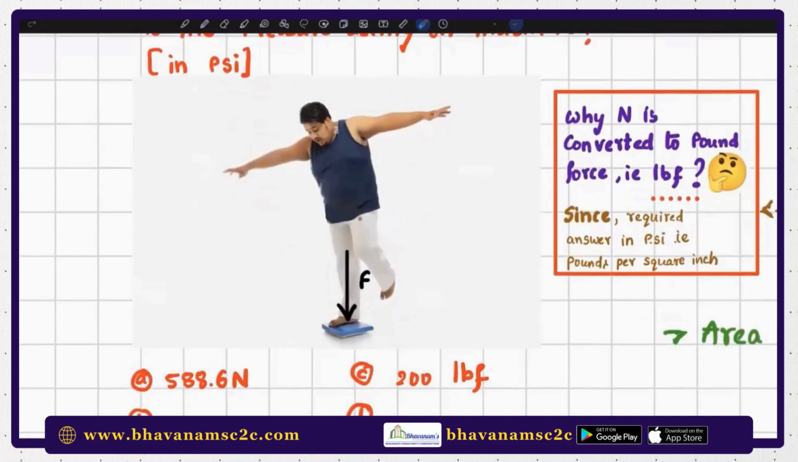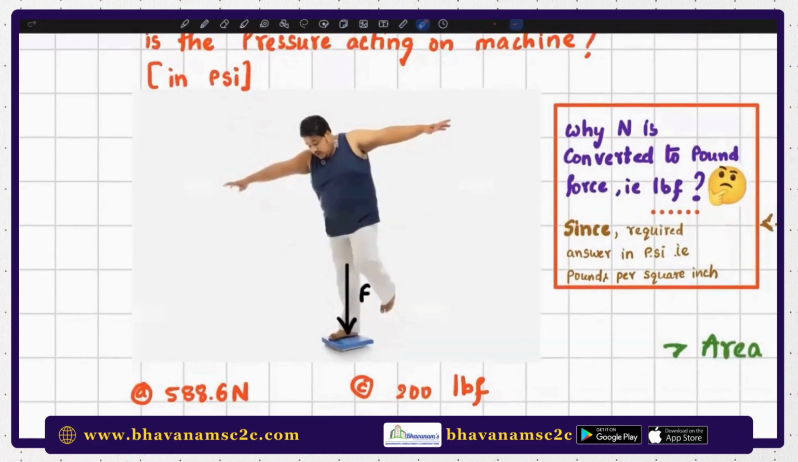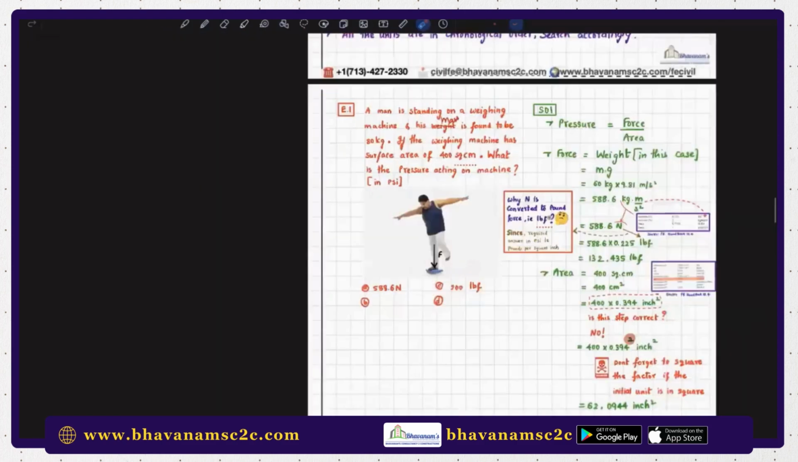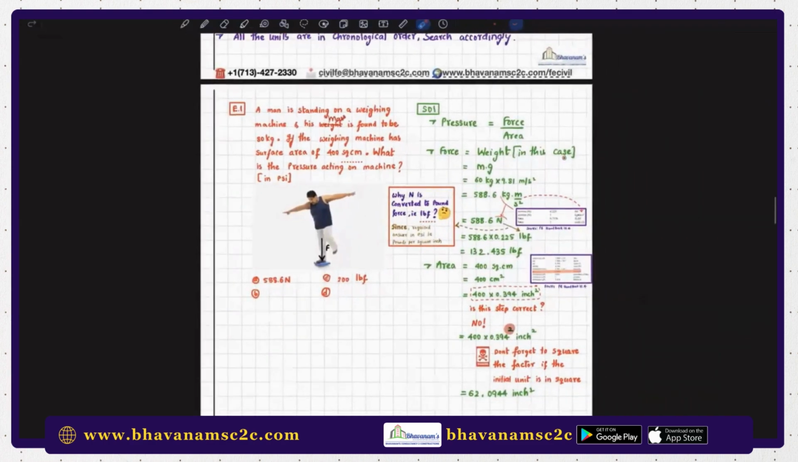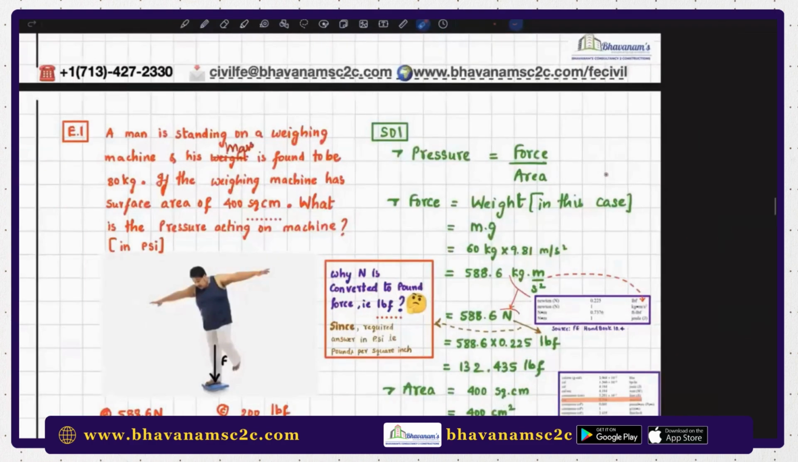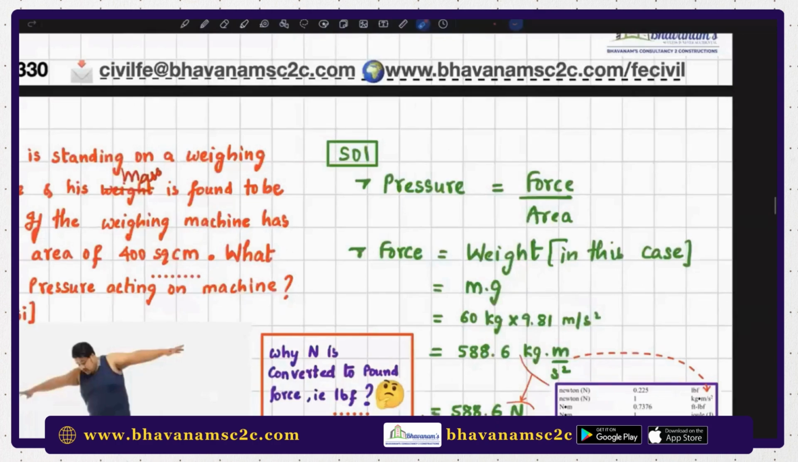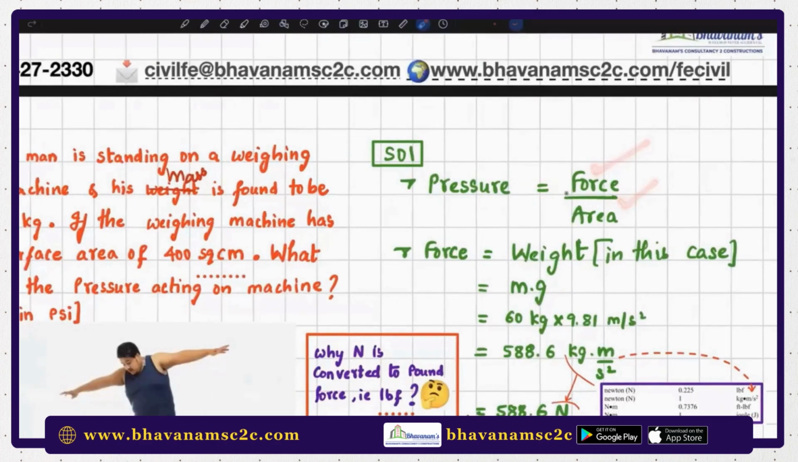Remember this. So here a guy is checking his weight over a weighing machine. Because of this weight, a force will be acting here, and the weighing machine has some area. So what is pressure? Pressure is nothing but force by area. So let's see how to solve this. What hurdles will we face here? Pressure is equal to force by area. Very clear. What is the force acting here?